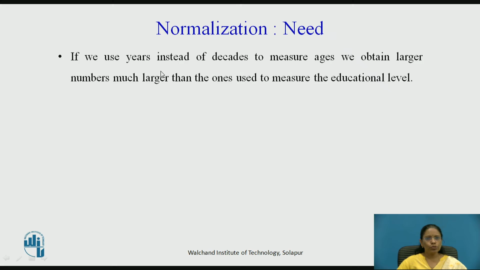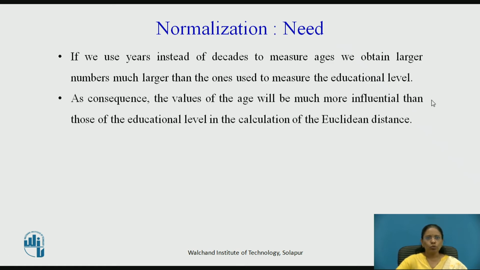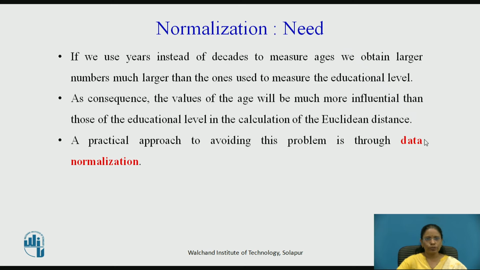If we use years instead of decades as the measure of ages, we obtain larger numbers, much larger than the ones which measure the education level. As a consequence, the values of the ages will be much more influential than that of the education level in the calculation of Euclidean distance. So a practical approach to avoid the problem is data normalization.